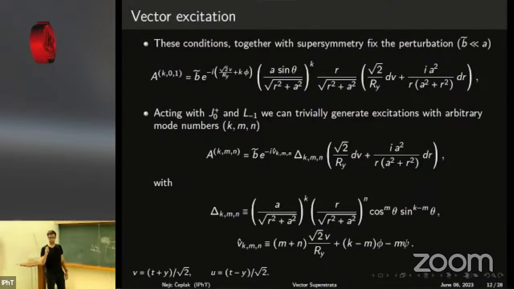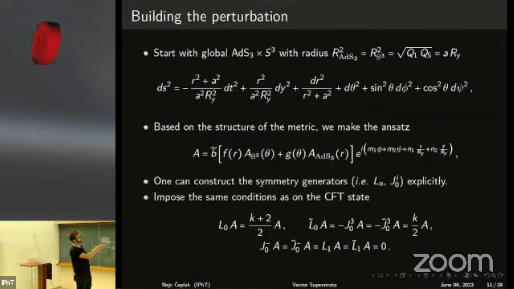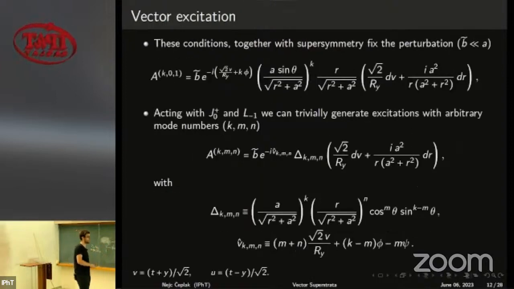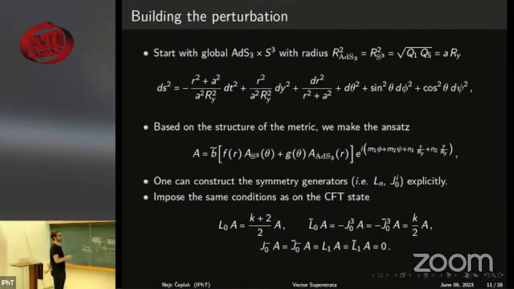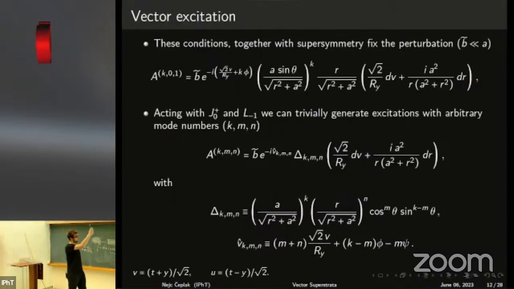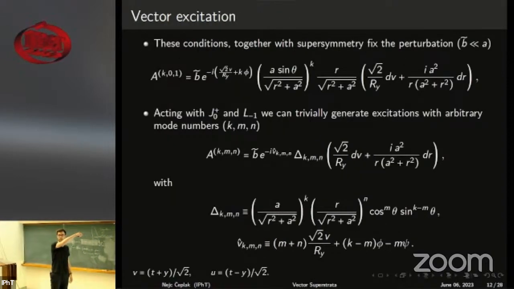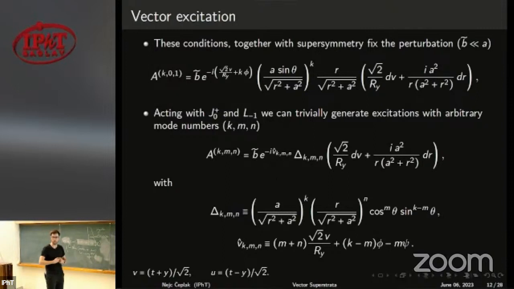I have hidden some details here. I have a coordinate transformation. Everything before that was in the NS sector of the theory. I've talked about the NS states in the NS sector. I've talked about the global AdS3 cross S3. In going to this slide, I've gone to the Ramond sector, so I've made a coordinate transformation. And from now on, I'll just talk about the Ramond sector. So this is just for the aficionados.